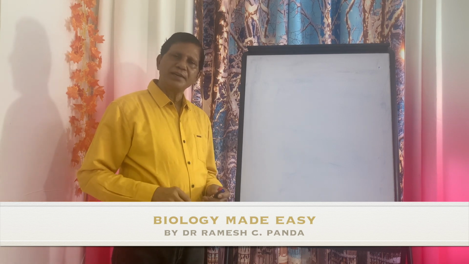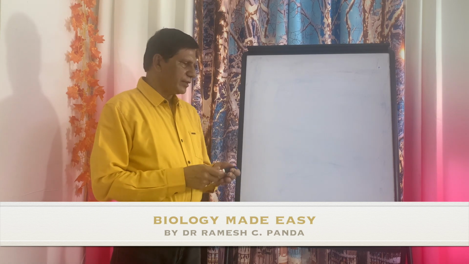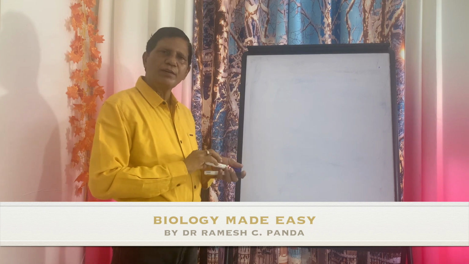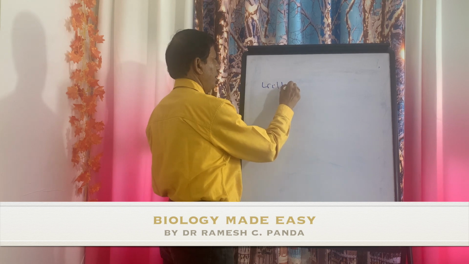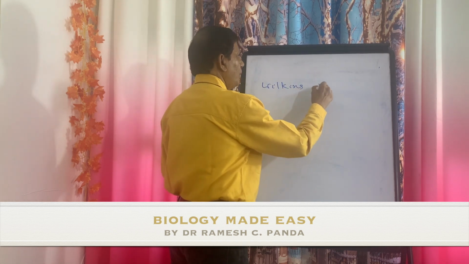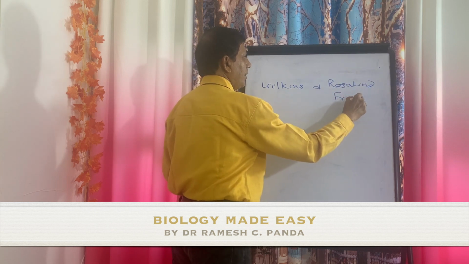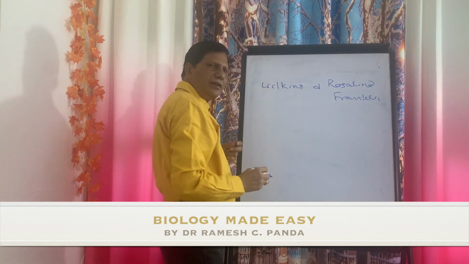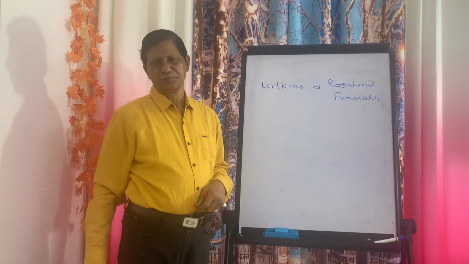According to Watson and Crick, the structure of DNA is a double helical structure. But how did they come to this conclusion? It is based on two experiments. The first experiment is that of Wilkins and Rosalind Franklin. They suggested that DNA consists of a single helical structure.